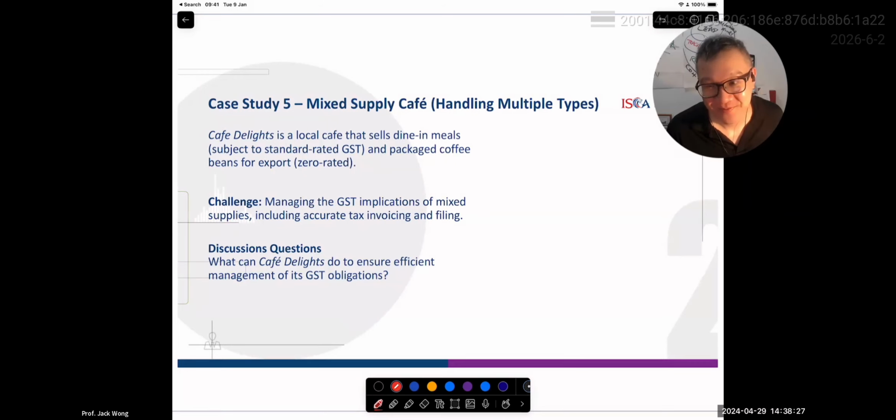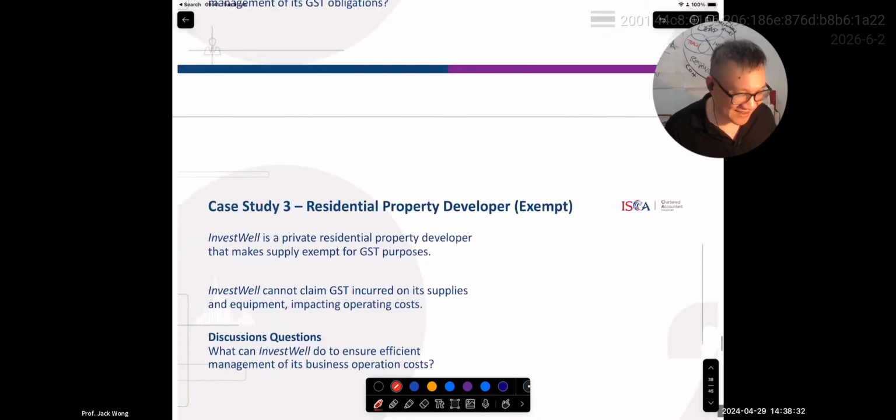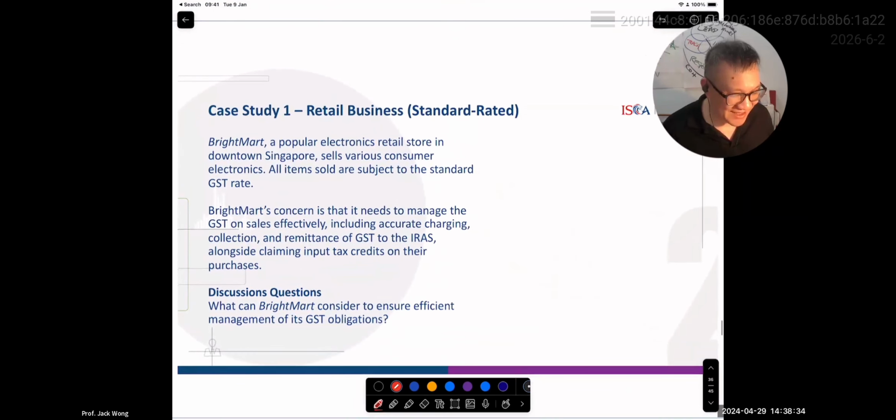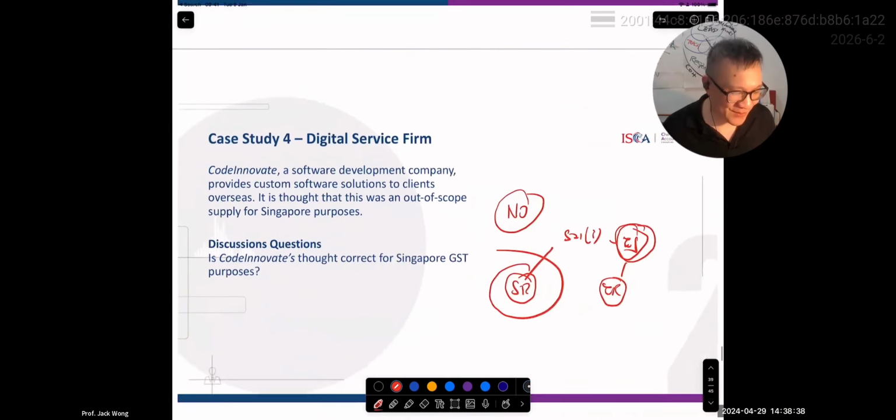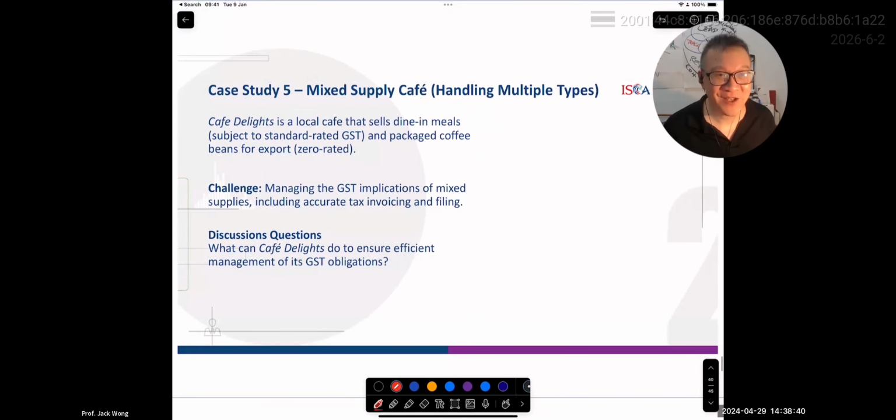What can they do? So you notice that it's very similar to the first case study. How do I do it? Number 1, automate the whole process. Okay, automate the whole process. Let the automation help you streamline and minimize human errors. But here, number 2, because that is an export of the packaged coffee, obviously the automation won't be so helpful.